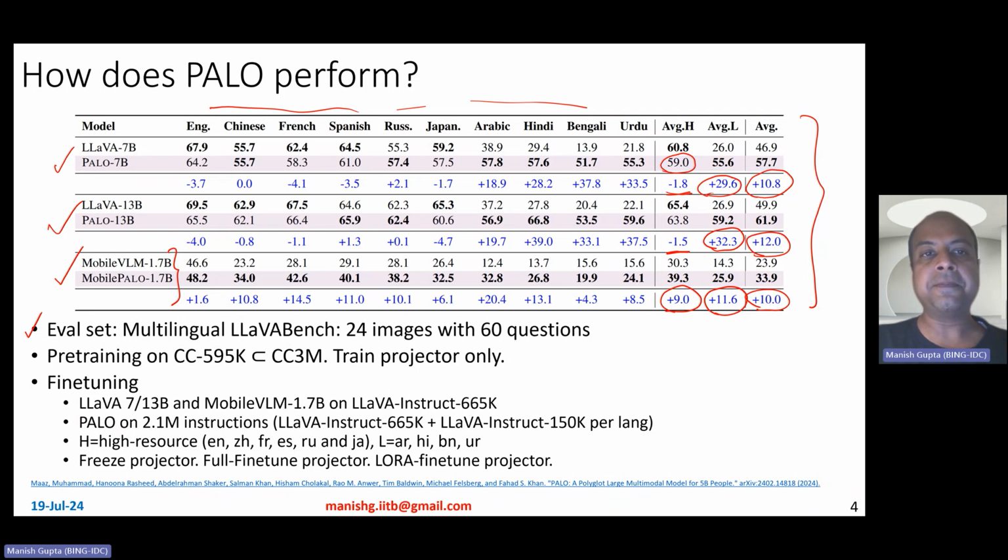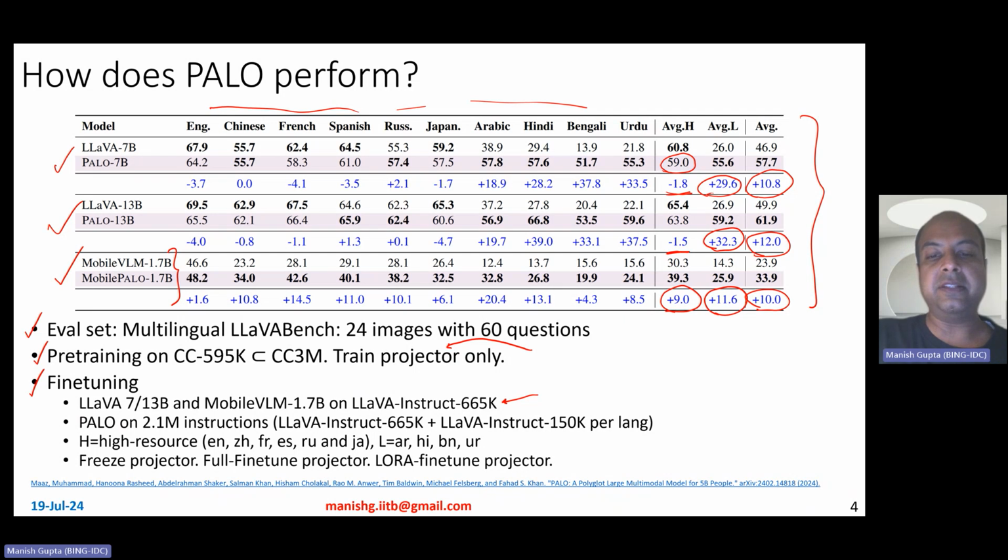So that's the dataset. The pre-training for the PALO model was done on the CC 595K dataset, which is a subset of the CC 3 million dataset. While doing pre-training, you train the projector layer only while keeping the LLM and the vision encoder frozen. And then for fine-tuning, LLaVA 7 billion and 13 billion and MobileVLM 1.7 billion are all fine-tuned on LLaVA Instruct 665K.